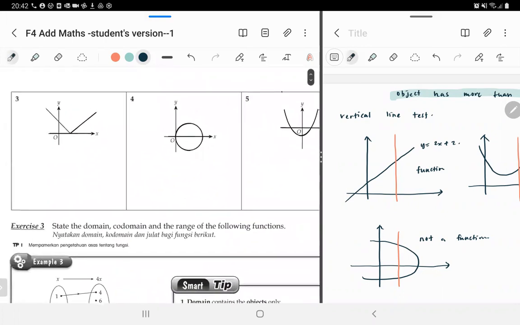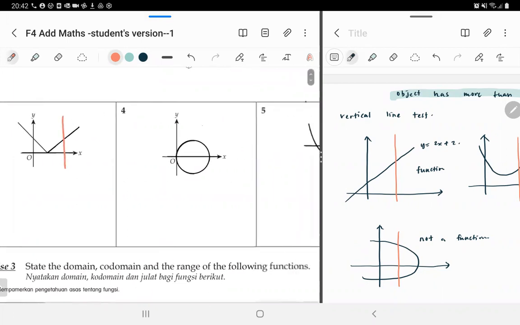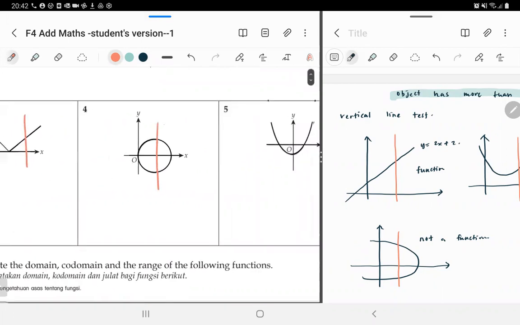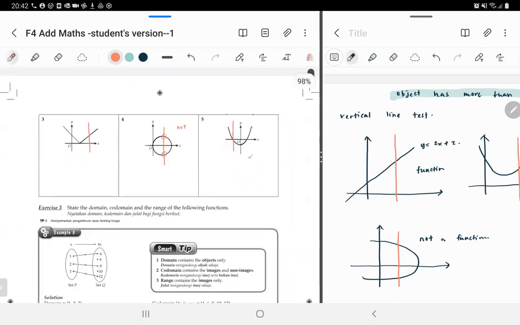Okay, so for question number 3, do the vertical line test. So this one will be a function because no matter where you move the vertical line, you will have only one intersection point. For number 4, vertical line test, you have 2 intersection points. So this is not a function. This one, vertical line test, only one intersection point each time. So this one is a function. Should have no problem.